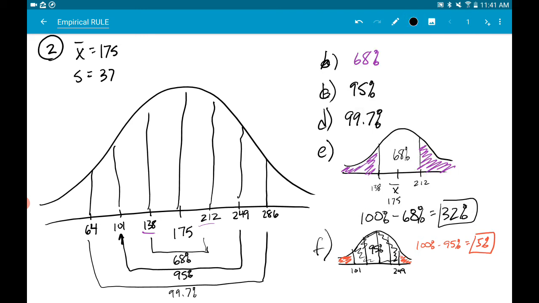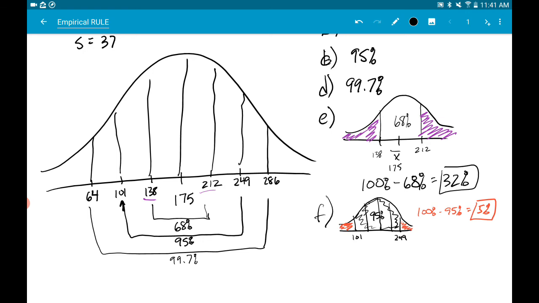And then one last one, letter G. What percent are outside 64 to 286? I encourage you to pause it and think about it if you didn't finish this. But if 3 standard deviations now is 99.7, and the decimals do matter, then what's outside of that would be what's in the purple. And that's where you're going to get 100% minus 99.7%, and you're going to get 0.3%. A very, very small percentage lies outside.